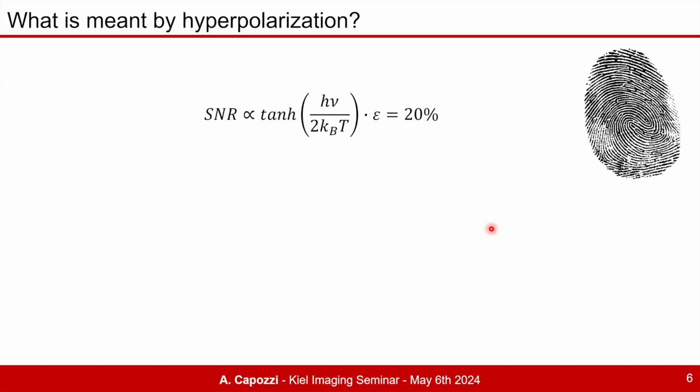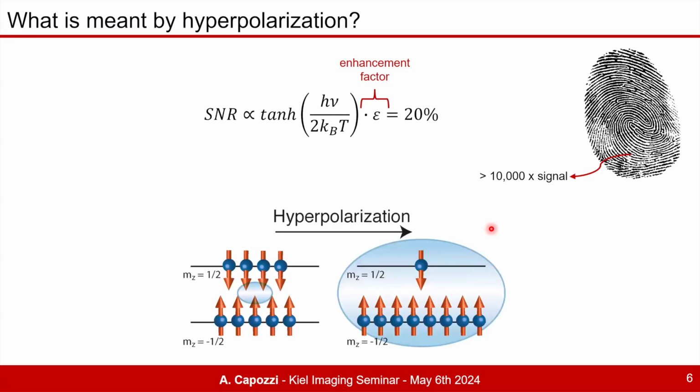The answer is yes. To do that, we have to fight a bit against the physics of the system. So we have to break the Boltzmann equilibrium and create a state that is called hyperpolarized, with, let's say, spin states with a very big difference between the energy levels. And this can be done. We can enhance the NMR signal by 4 orders of magnitude.